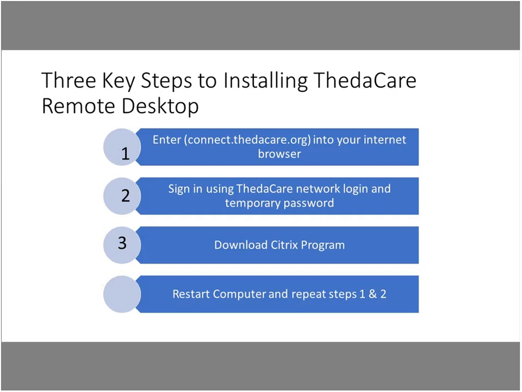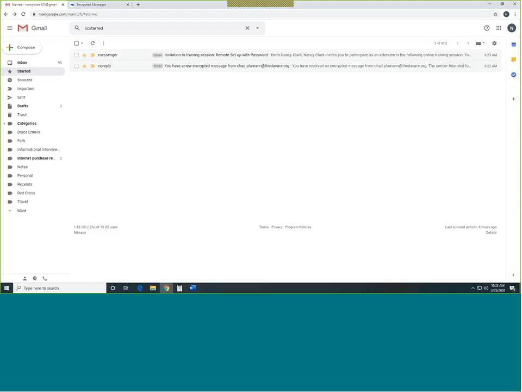You will then be prompted to change that temporary password to a permanent password. Then you will download the Citrix program. For most of you, that will be it. There may be a few of you who get the prompt to restart a computer, but in the event that happens, all you would do is repeat steps 1 and 2 once you restarted it, except on step 2, you would use your new password and not the temporary password.